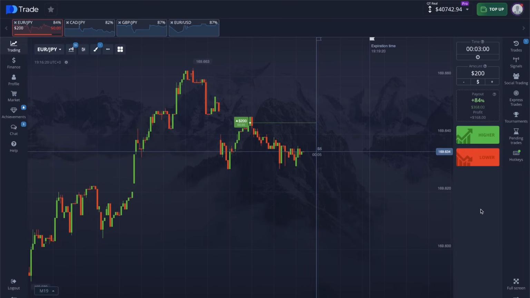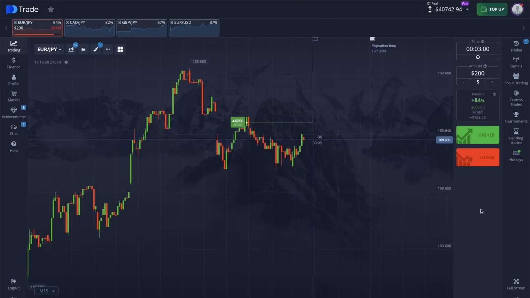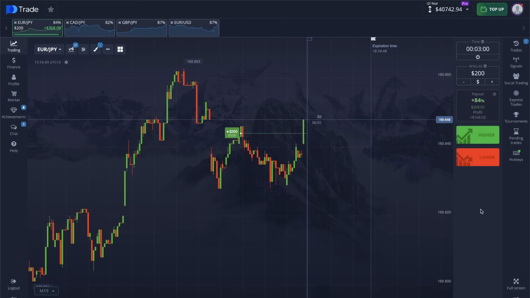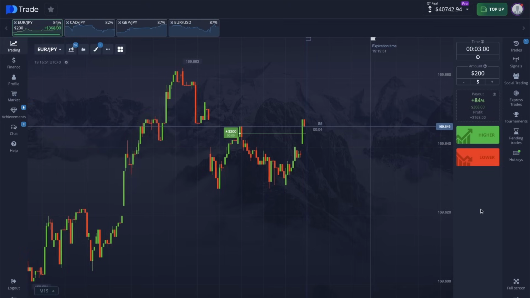Meanwhile, the Euro-Japanese yen is correcting downwards, and at the very last moment, the price impulsively rises upwards, closing our position in profit. The market has moved into a sideways trend.